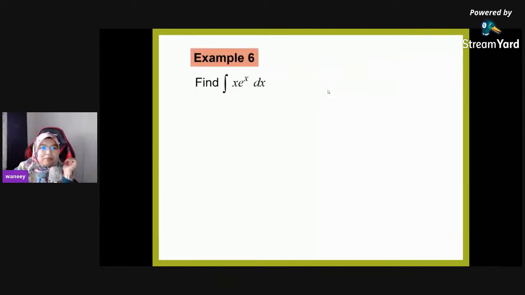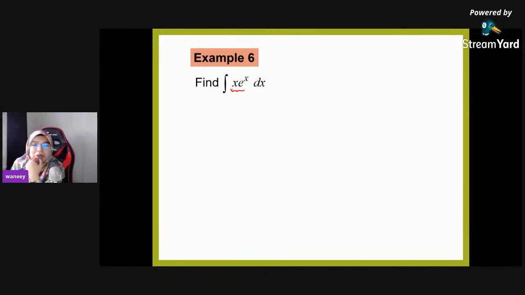So LOPET. Okay, so now find the integral of x e^x dx. Now we cannot easily separate them. Why? Because we have a multiplication, a product between the x and e to the power of x. So that means I cannot use the basic rule, I cannot separate them into two. If I want to use substitution, the power of e is already linear, so I don't see any point in using substitution. So that is the reason why I'm using integration by parts.